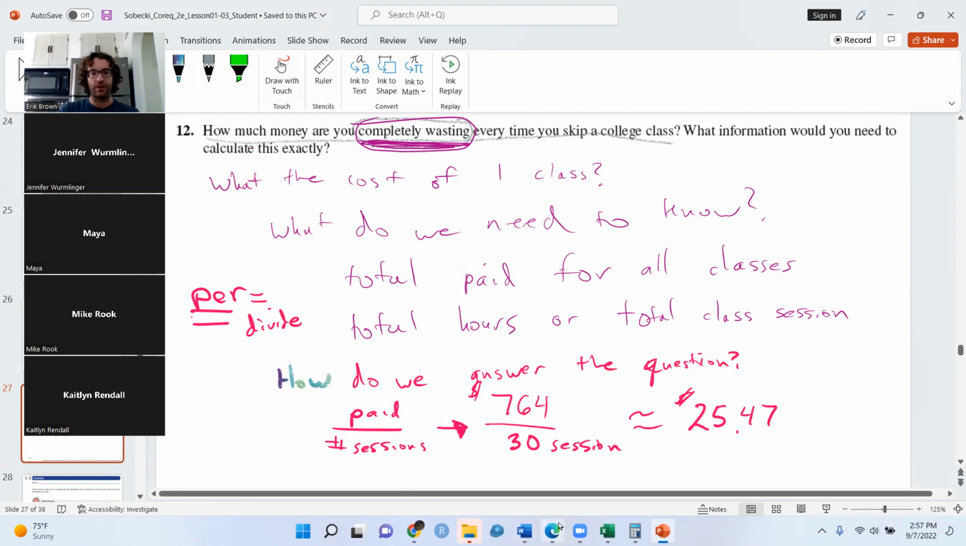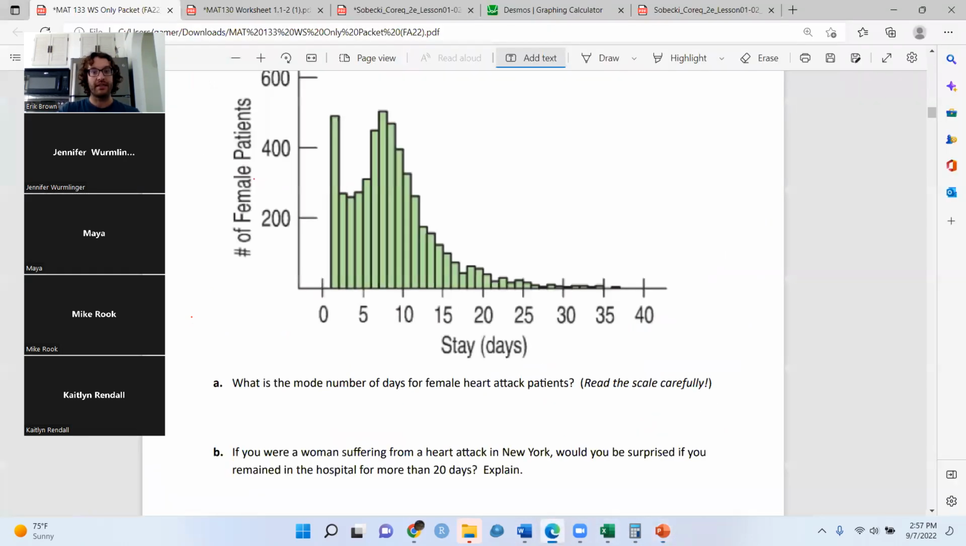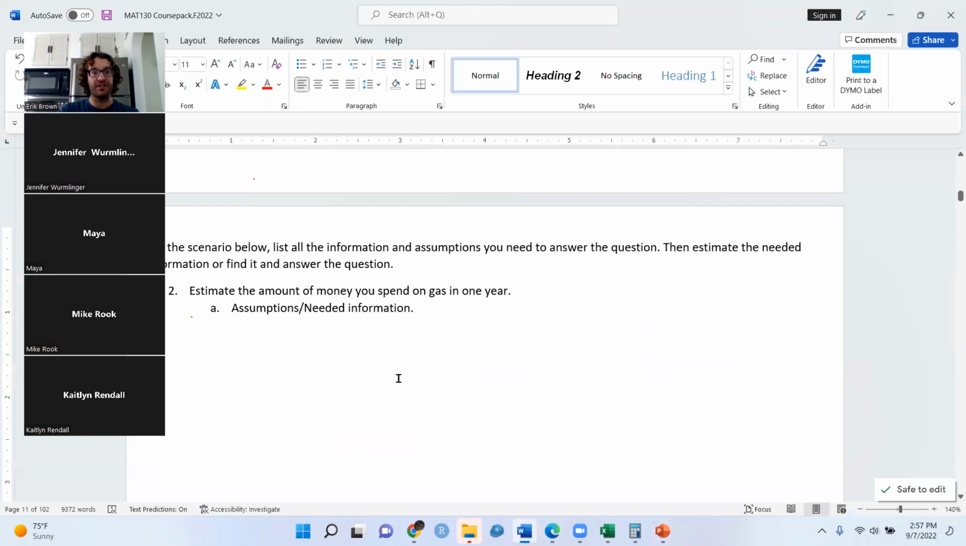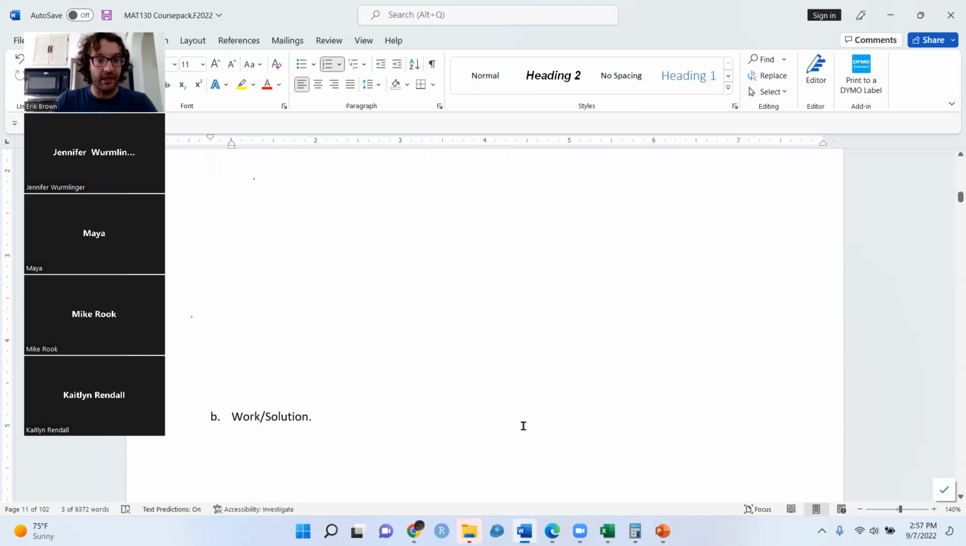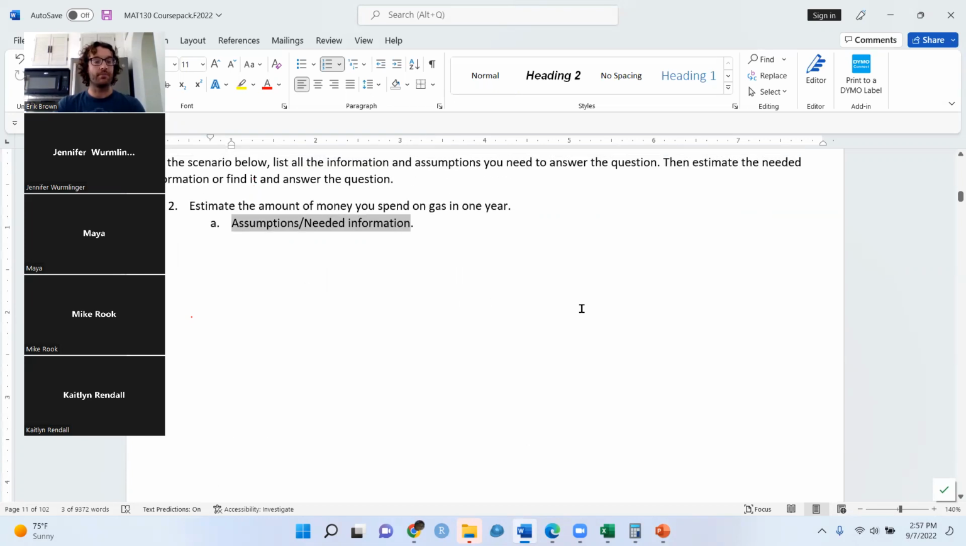Your worksheet that you're working on is a similar question, except that it's how much do you spend in a year on gas? Estimate the amount of money you spend on gas in 1 year. Now, what I want you to do is write out the assumptions you make and the information you need. So what I mean there is, well, I want you to think about that. I'm looking for words. You're writing sentences here. And then for B, you're making up some numbers based off of what your assumptions were.